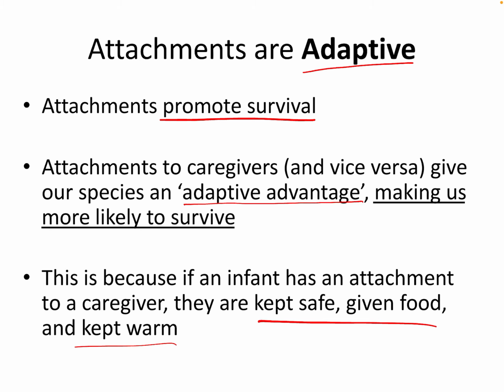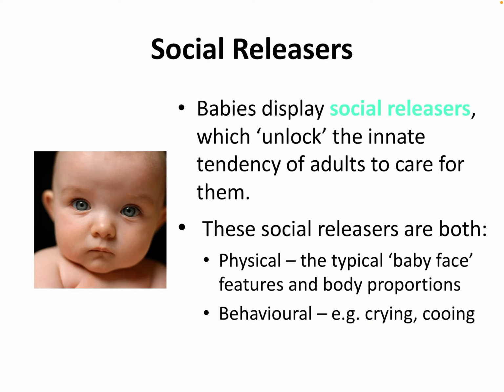The next key term, and the really important part of Bowlby's monotropic theory, is this idea of social releases. Babies display what are called social releases, which unlock the caregiving of adults. They are innate behaviours that encourage innate responses. So babies are born with a whole set of physical features, the typical baby face, the big eyes, the small noses, the chubby cheeks, really soft skin. All of those features and all of their behaviours, like crying and cooing, basically unlock caregiving from adults. They activate adult social interaction, and adults are hardwired to respond to these social releases.